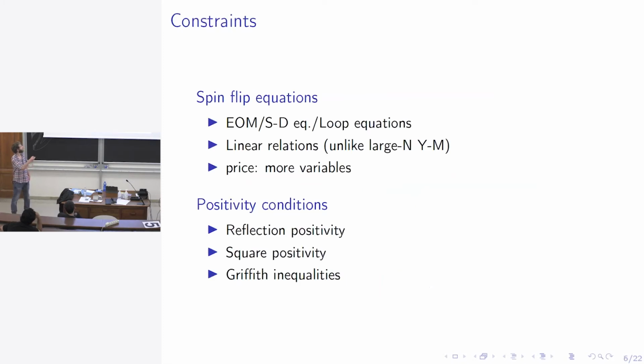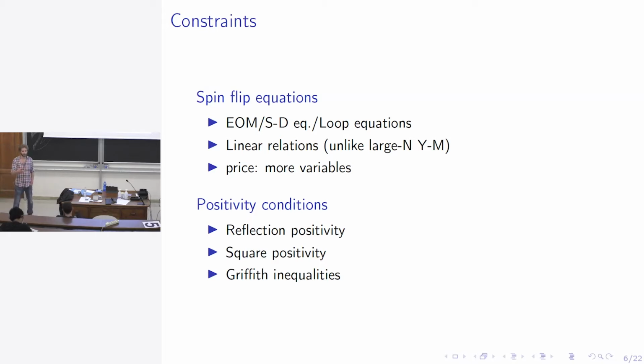I will show more details later, but these will be linear relations between different sets of spins on the lattice, the expectation values of different sets of spins on the lattice. And the second constraint that we have is the positivity conditions.